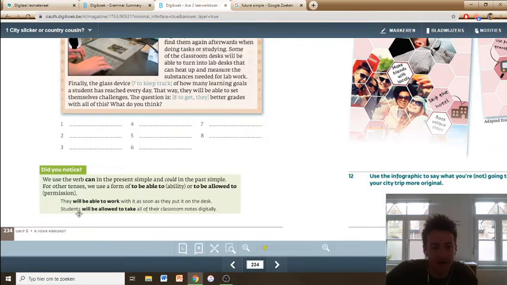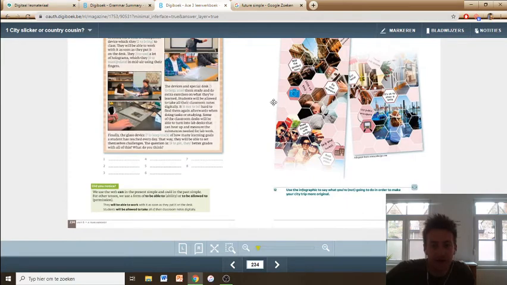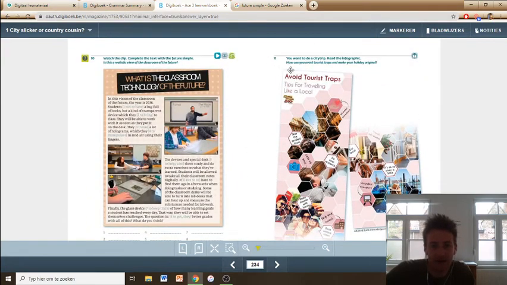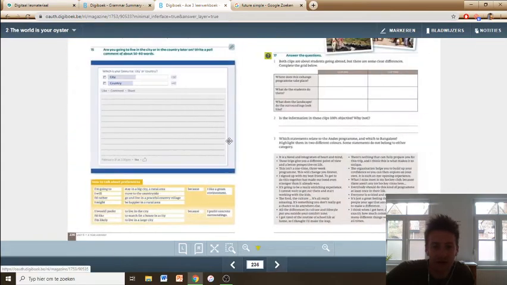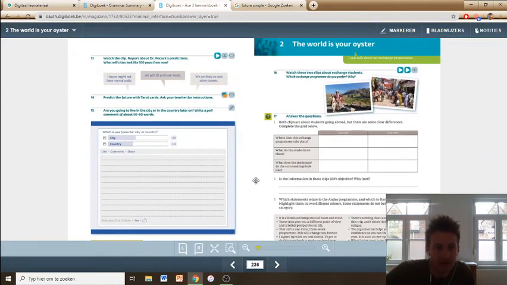Same thing for the ability sentence over here. The permission sentence over here. Students will be allowed to take all of their classroom notes digitally. Okay. We are skipping 11 entirely, and the same goes for 12. So you can go to the next page.